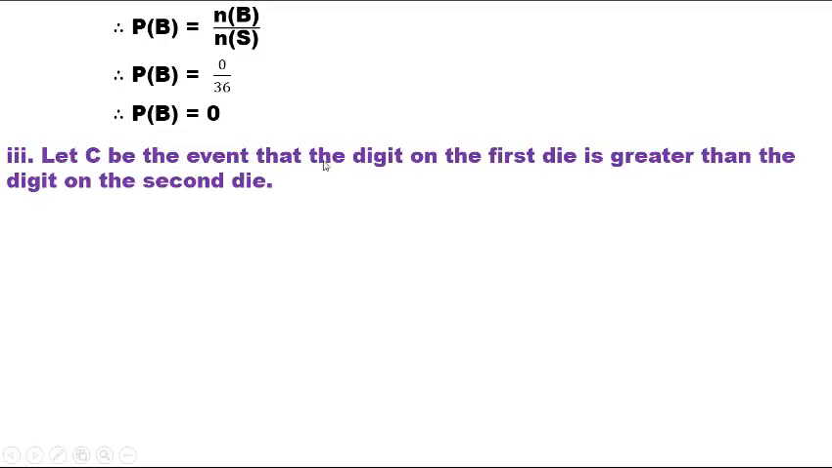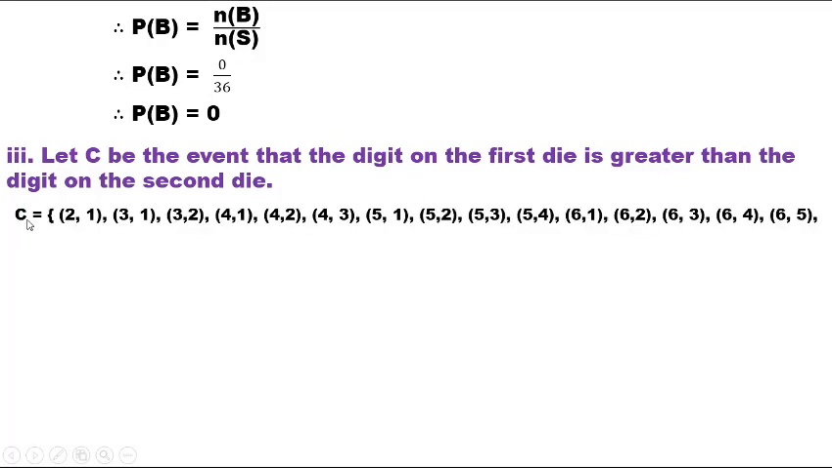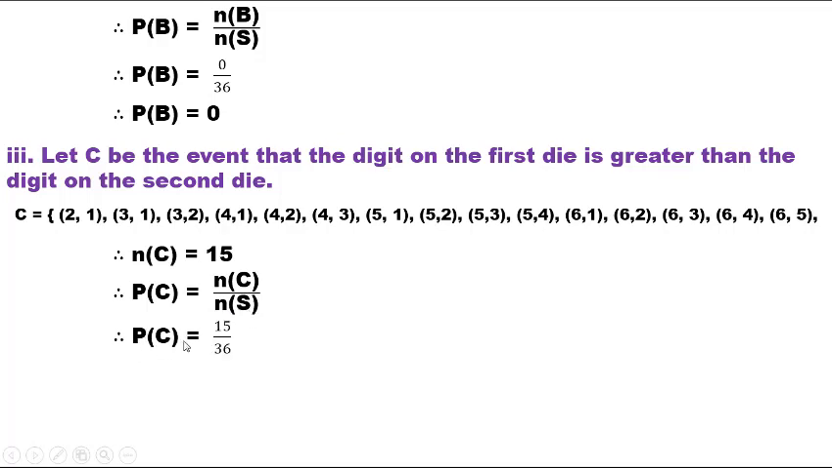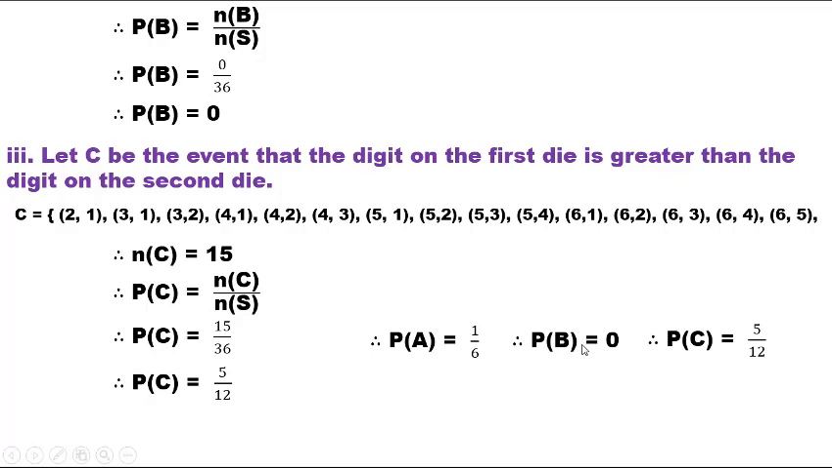Third one, let C be the event that the digit on the first die is greater than the digit on the second die. Number of sample points of set C is equal to 15. Therefore, probability of C is equal to the number of sample points of set C divided by the number of sample points of set S, which is 15 upon 36. Probability of C is equal to 5 upon 12. Therefore, probability of A is 1 upon 6, probability of B is equal to 0 and probability of C is equal to 5 upon 12.